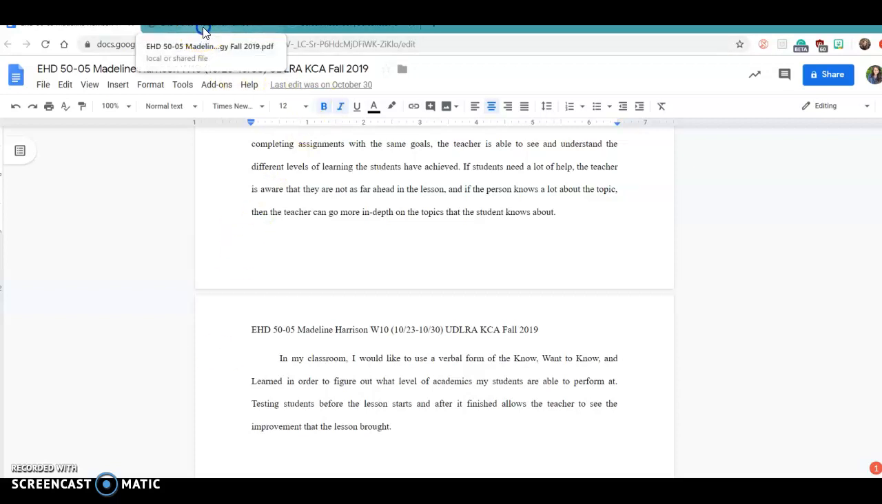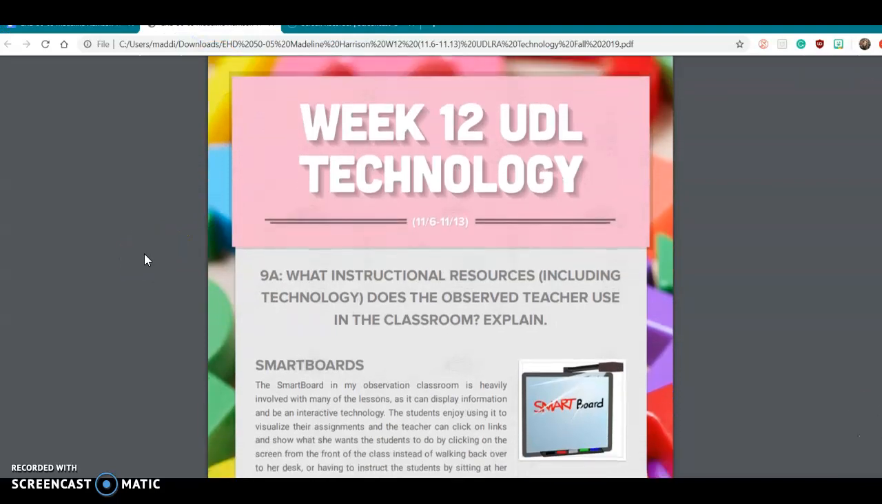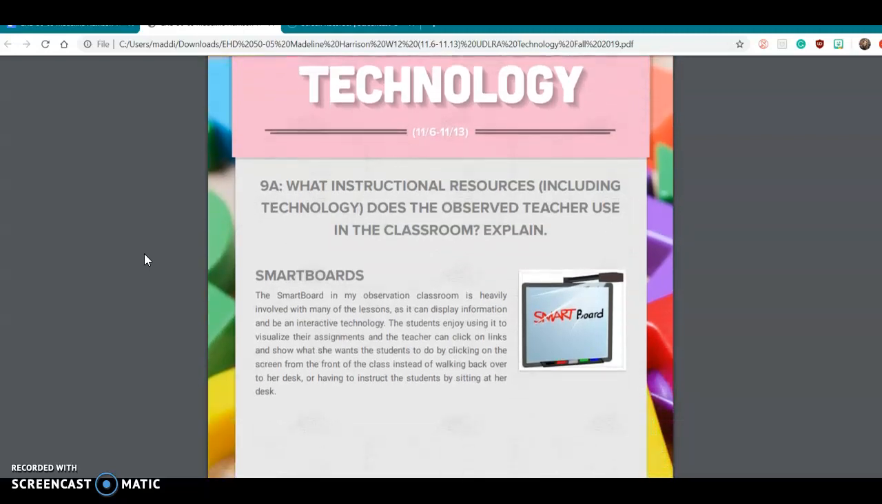And then the other UDL we're looking at is week 12. This is a s'more I made. I don't have the regular one, so I have the PDF up. So this is talking about the technology that is used in the classroom.